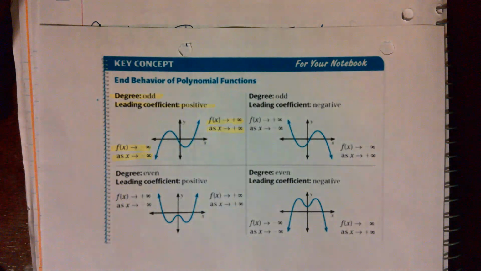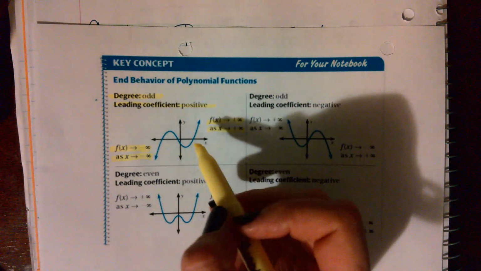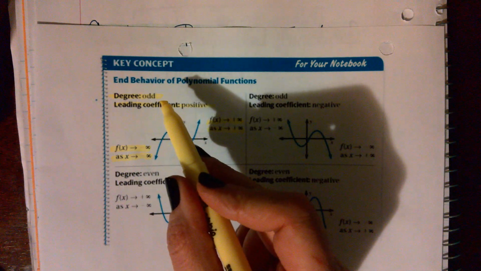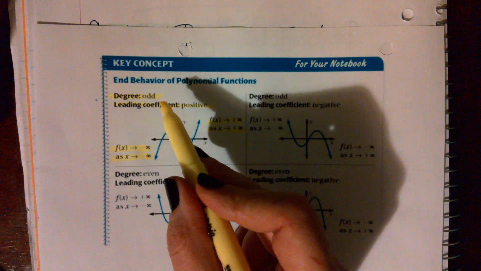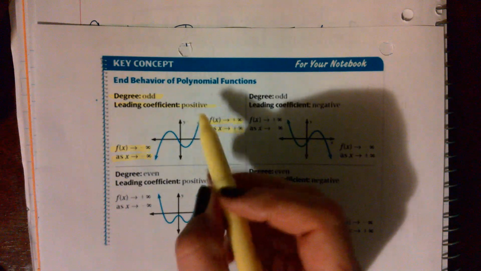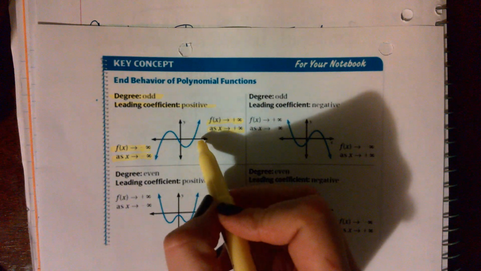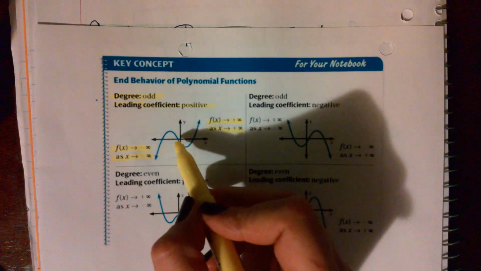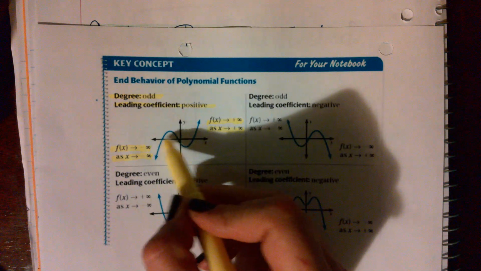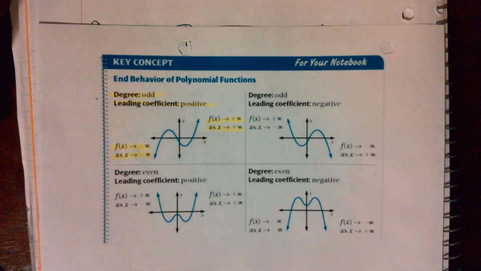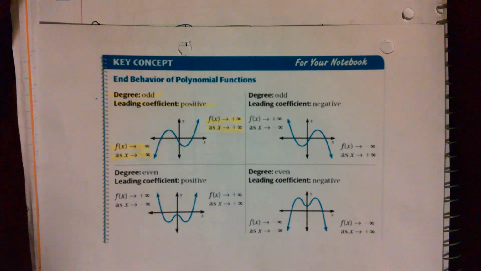So we can describe the graph by saying if our degree is odd, if the highest exponent is 1, 3, 5, 7, right, and our leading coefficient is positive, then as I travel right, the function will be going up towards positive infinity, and as the function travels left, the end behavior is going towards negative infinity. Okay, so I'll be referring to this paper a lot, so don't lose it.